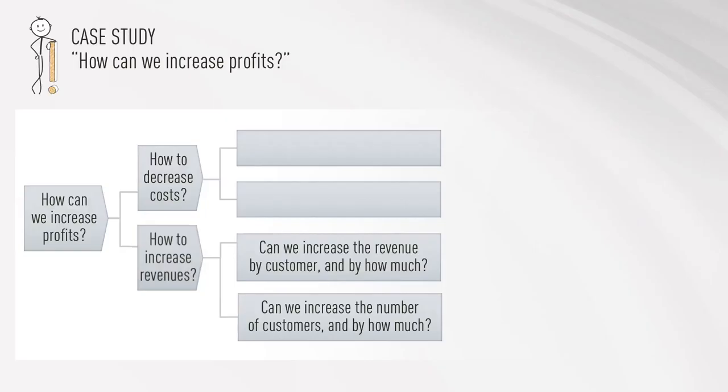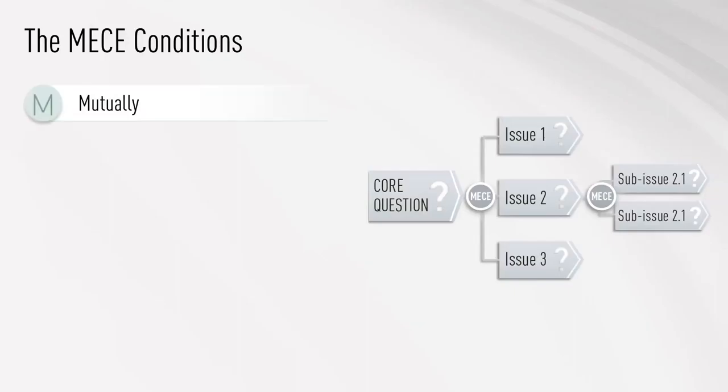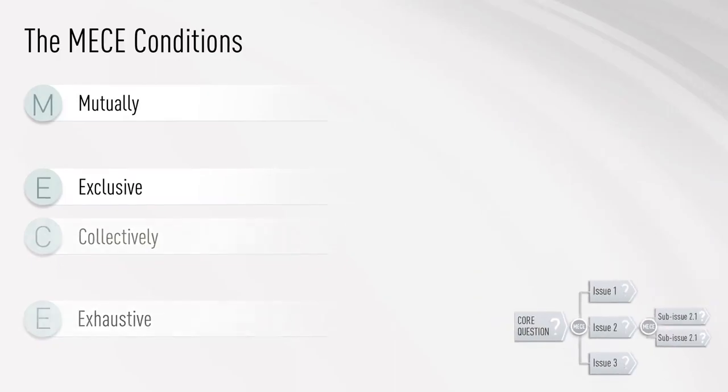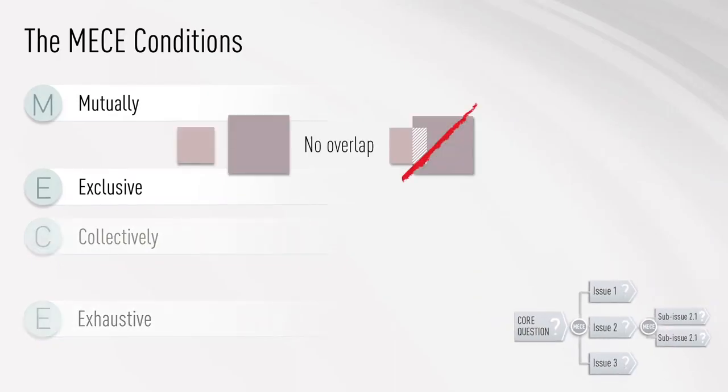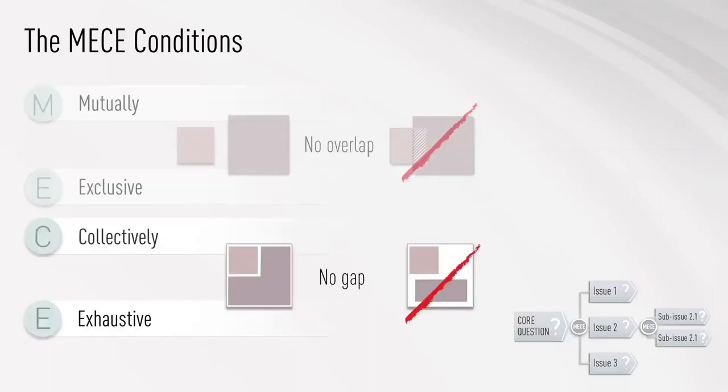The questions you ask at each level of the issue tree must be MICI, mutually exclusive and collectively exhaustive. Mutually exclusive questions do not overlap. You can consider them one by one. Collectively exhaustive questions cover the whole scope of the underlying issue. Nothing is missing. If your issue tree is not MICI, you might overlook something important while repeating overlapping analysis, which might lead you to incomplete or contradictory findings.